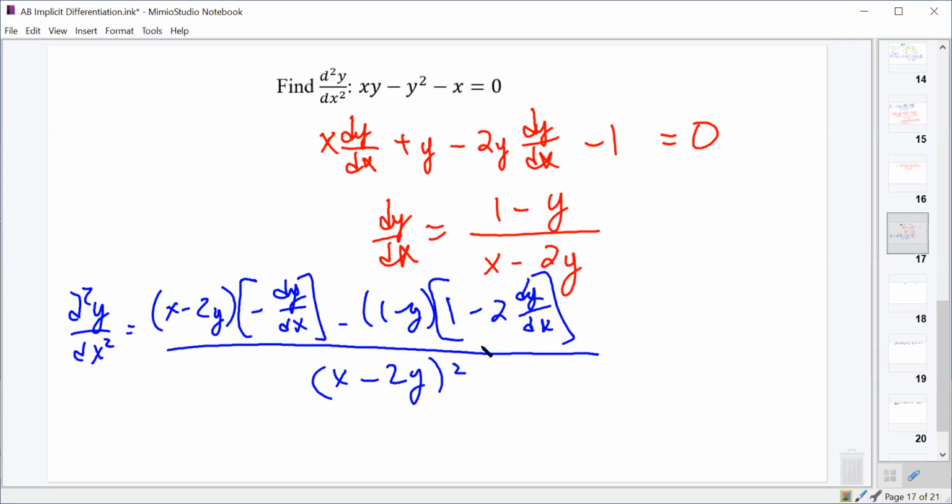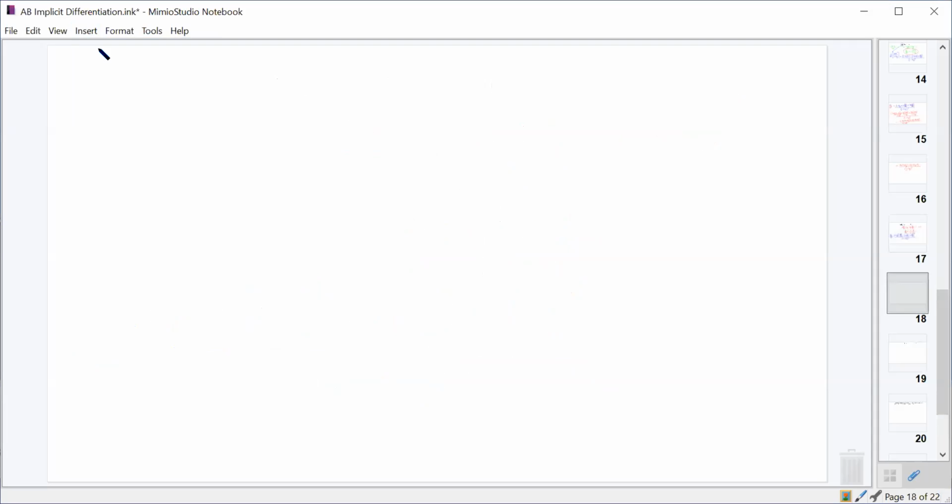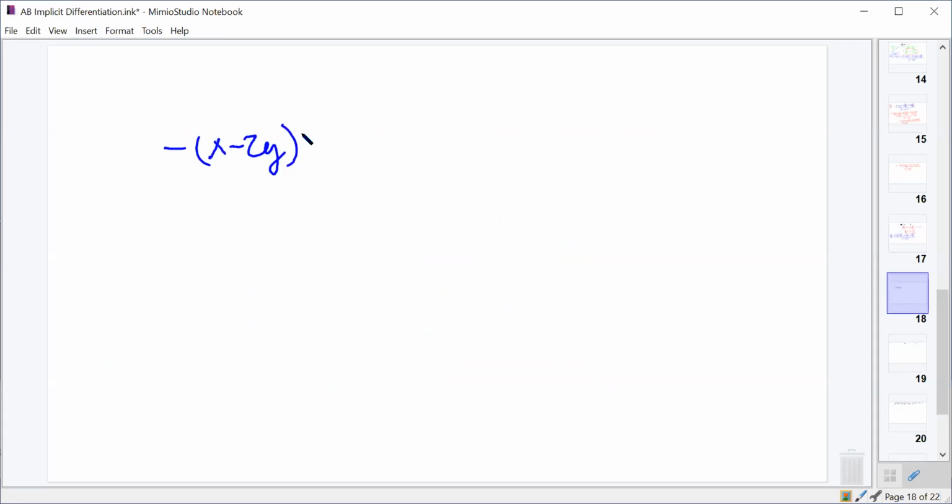Everybody good with that or no? Yep. All right. Cool. So then we're going to replace these dy/dx's with our original dy/dx's. So I'm going to do this on a new page. So we've got a negative and we've got an x minus 2y. Then we have our dy/dx, which was what, 1 minus y over x minus 2y.